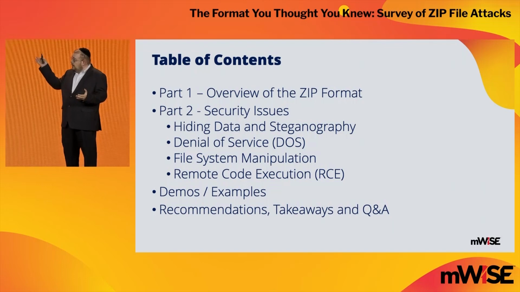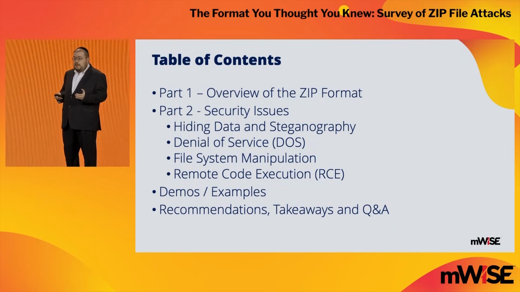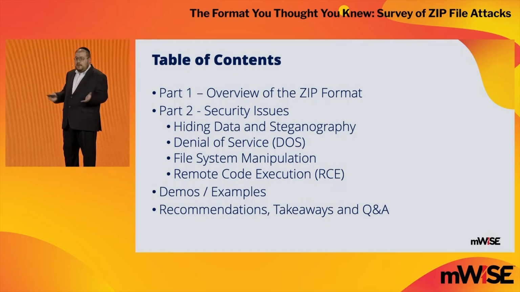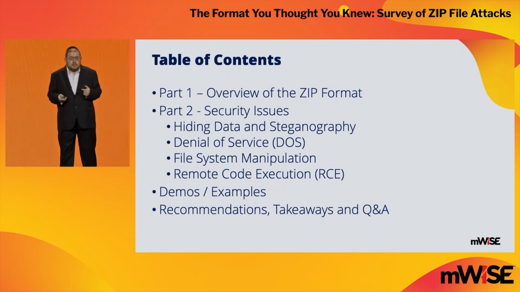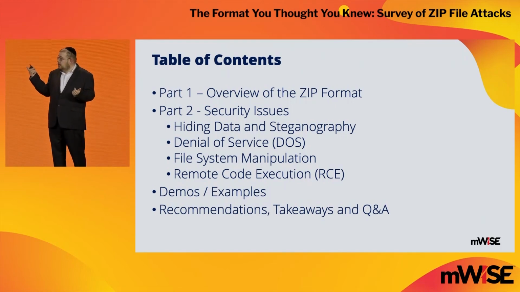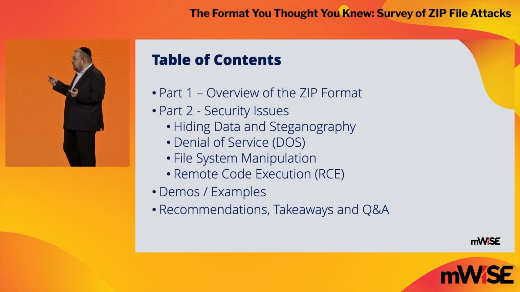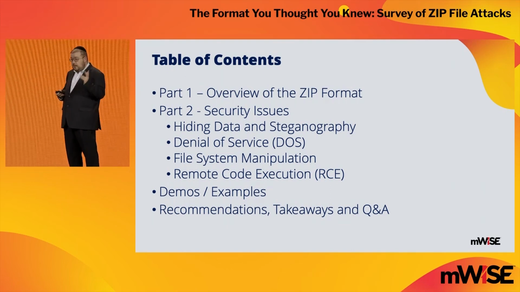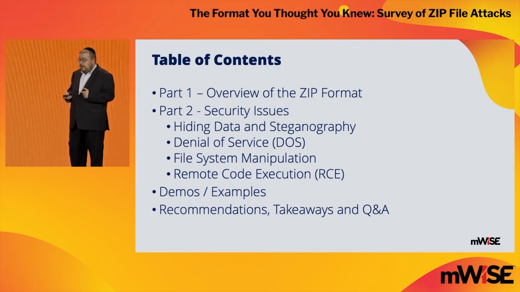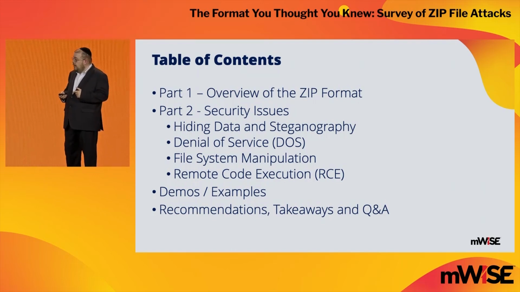What I'm going to talk about is, we're going to start off by talking about the zip format itself. Then I'm going to talk about all the various different ways you can attack zip. I roughly separate that into four areas: hiding data, denial of service, file system manipulation, remote code execution. Towards the end, I'm going to give you a couple examples of how you create your own zip file, how you create a zip bomb, don't send it to your friends. And we're also going to talk about some recommendations and takeaways.